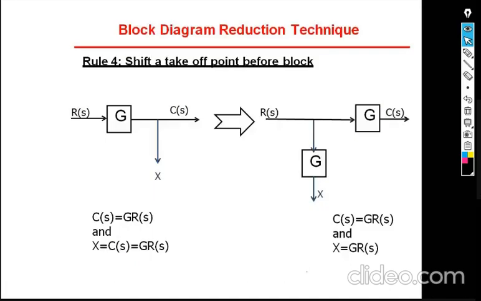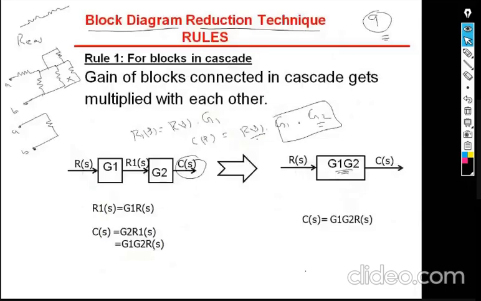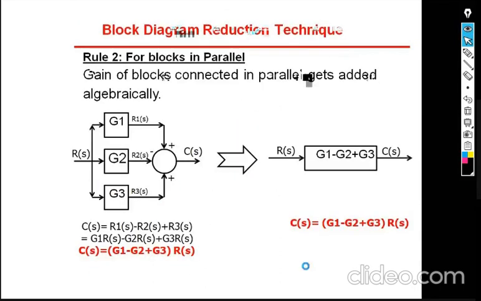Now before going for rule number 4, let me conclude. Remember these 3 rules. So the final summary of rule number 1 is, if 2 or more blocks are connected in series, then the resultant block will be the product of those blocks. Now if the blocks are connected in parallel, then the resultant block will be the sum of those blocks, based upon the symbol, either plus or minus.